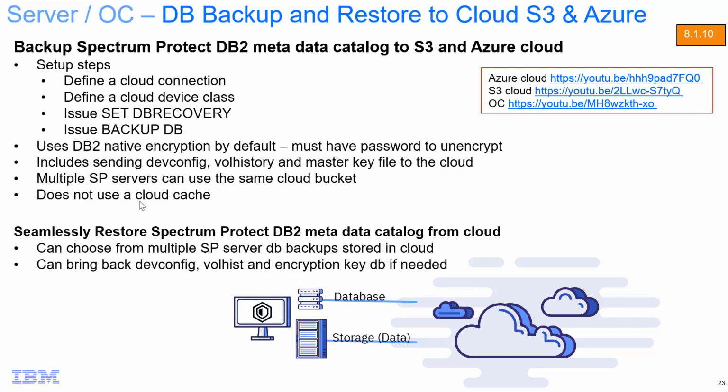Now, multiple Spectrum Protect servers can utilize the same cloud bucket to do their backups to. And when we do our backups and our restores of the Spectrum Protect metadata catalog out to the cloud, we don't use any type of cloud caching. When you go to do a restore of a Spectrum Protect DB2 database from the cloud, you can choose from the multiple Spectrum Protect servers that might have backed up to that cloud, and it will bring back the devconfig, volhist, and encryption key database.